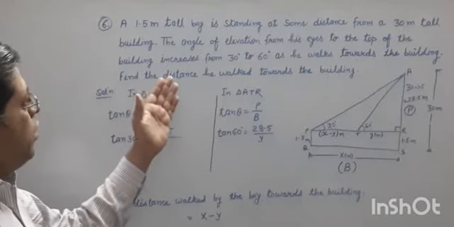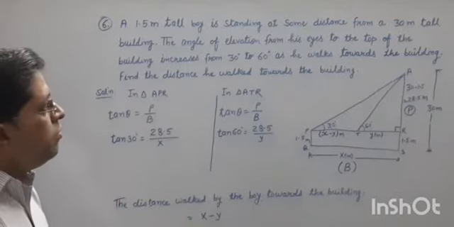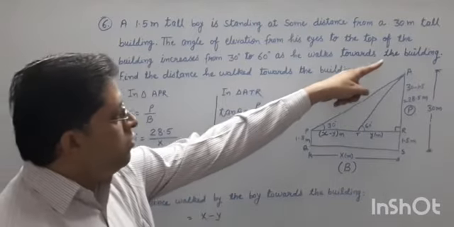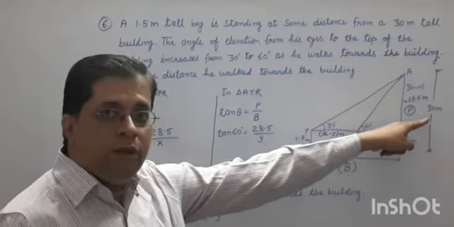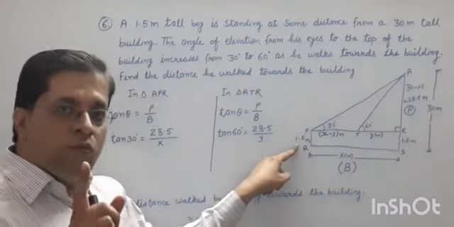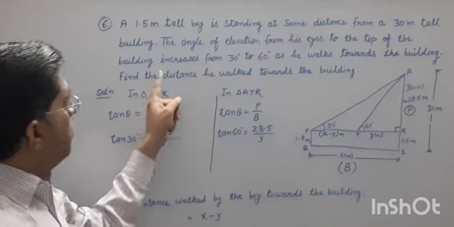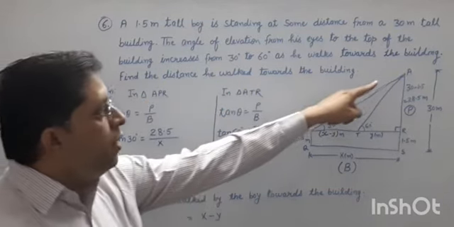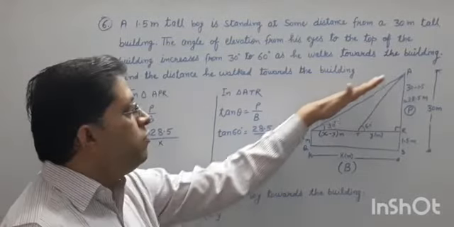A 1.5 meter tall boy is standing at some distance from a 30 meter tall building. This is one building, its height is 30 meter, and one boy, PQ, its height is 1.5 meter. The boy is standing here and the building is here. The angle of elevation from his eyes is what?